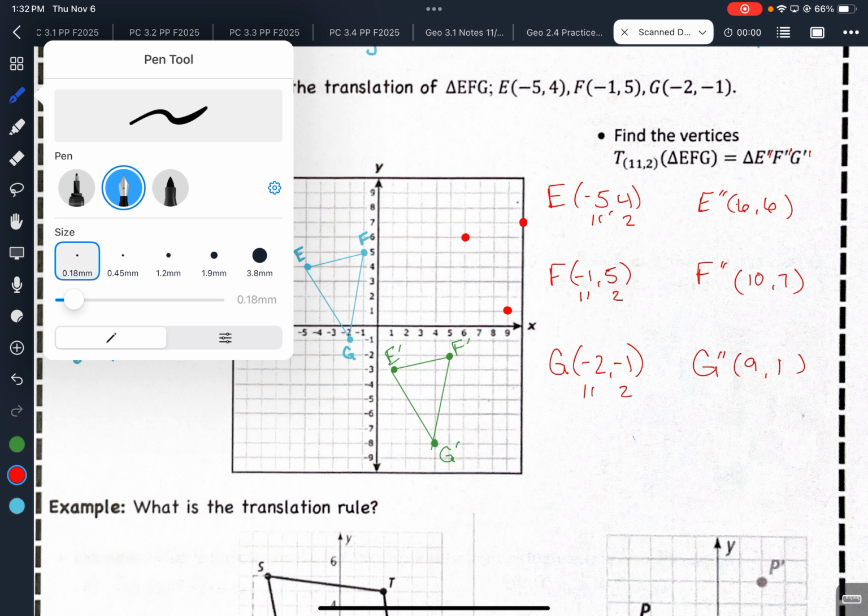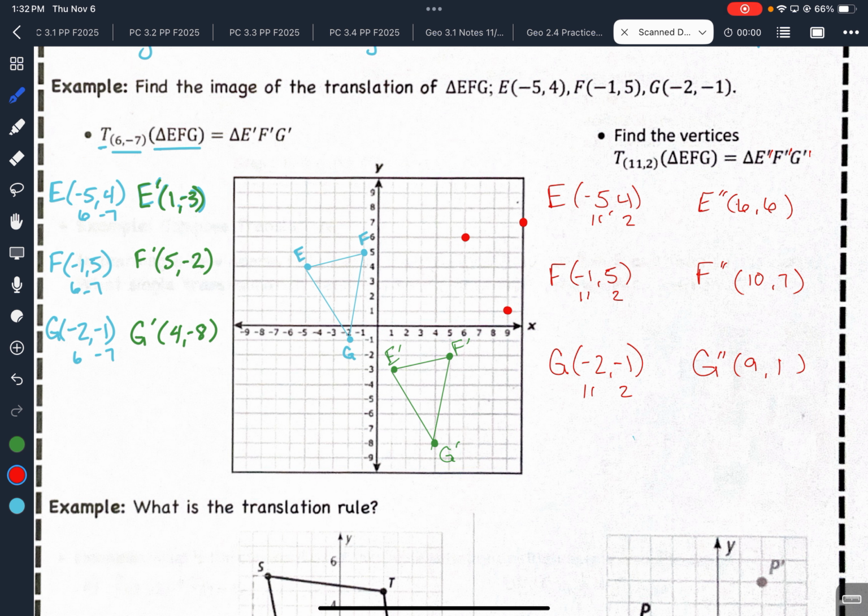Try graph them too. How'd it go? Wonderful. Awesome. Easy.